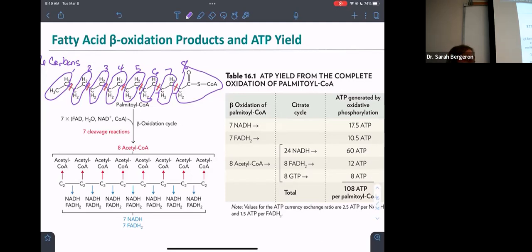But here, how many have we made? We've made 8 acetyl-CoAs. So 8 acetyl-CoAs are going to give us 24 NADHs, 8 FADH2s, and 8 GTPs. GTPs translate perfectly to ATPs. Remember that your FADH2 is going to generate less ATP than your NADH, right? And I would give you those ratios for a total of 108 molecules of ATP per 16 carbon chain. That's pretty awesome, right?